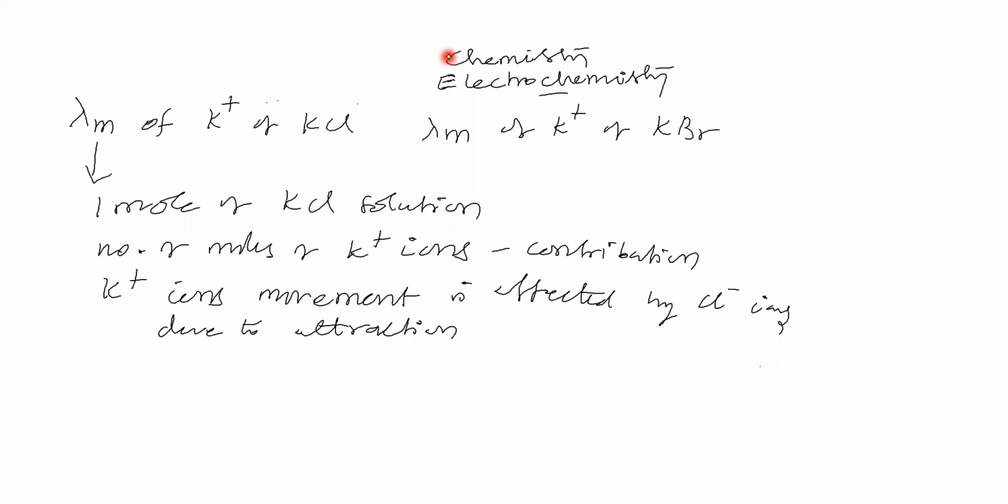Attraction will be there. Cl minus anions will attract cations. Similarly, cations will attract anions. So due to attraction, movement is affected. Movement is affected means current carrying ability also will be affected.